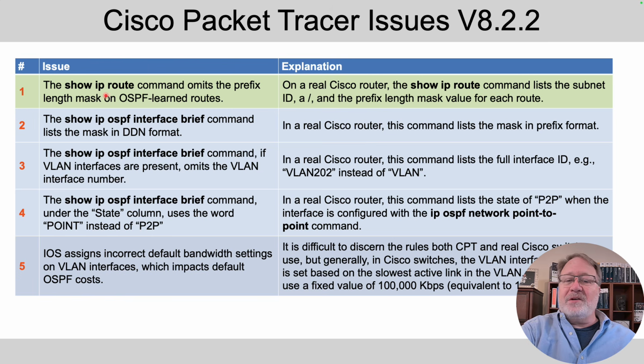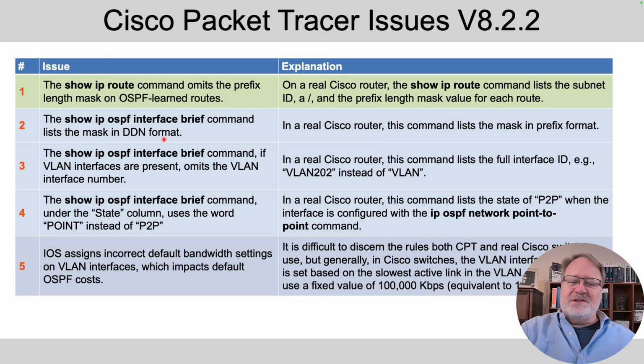The show IP route command in Packet Tracer should list the prefix length style mask by each route, but it doesn't. It just omits the mask, all right? Turns out that is the one thing I'm going to tell you about right now that's fixed in version 9.0. The mask is finally shown, all right? The rest of these are broken even in the new version.